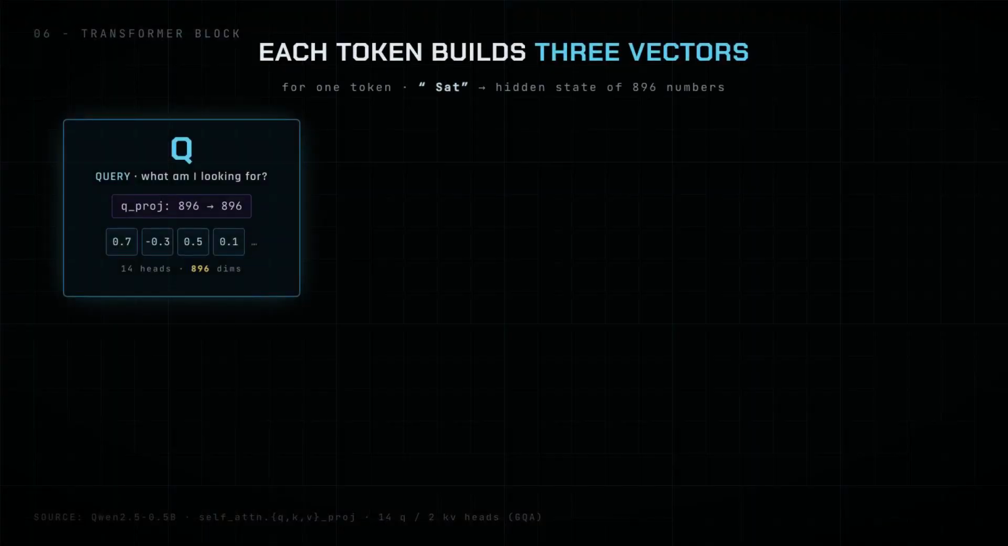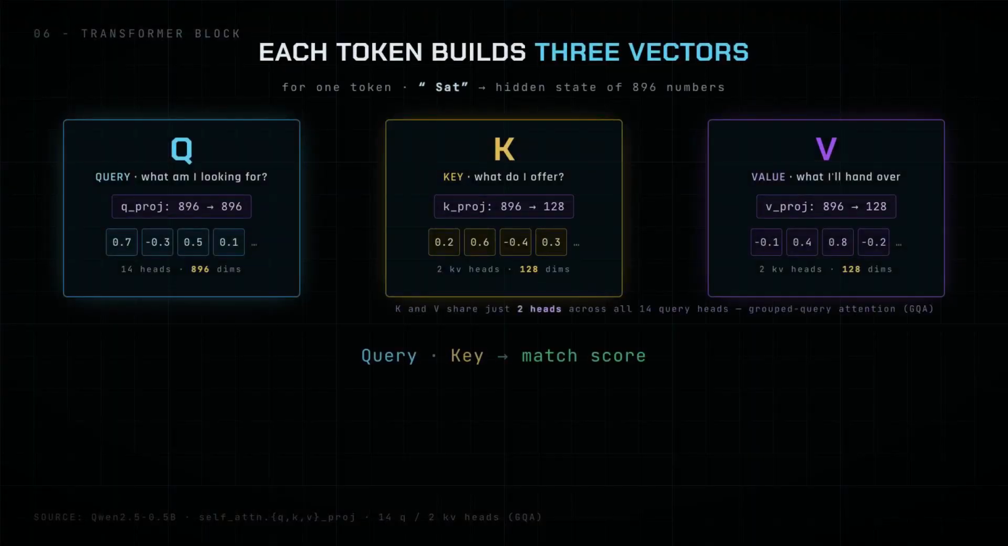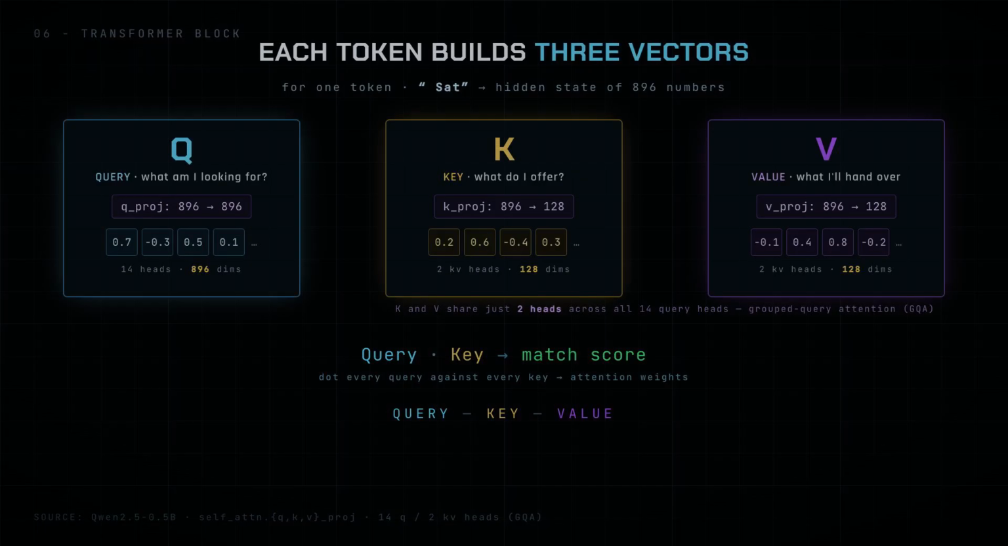How does it decide? Each token builds 3 vectors. A query: what am I looking for? A key: what do I offer? And a value: what I'll hand over. Mash the queries against the keys and you get attention weights.